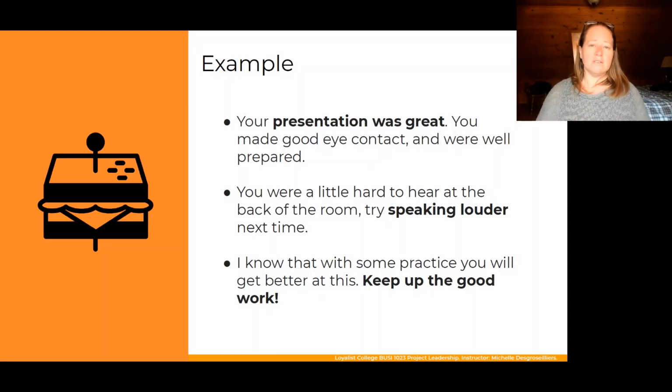So this is an example of the sandwich technique. Now it does seem a little bit wordier, but it gives you that good balance of positive reinforcement and some constructive advice on how to improve. So remember to use a sandwich technique whenever possible to make people more receptive and open to change when you're giving them feedback.